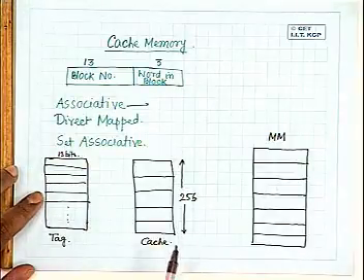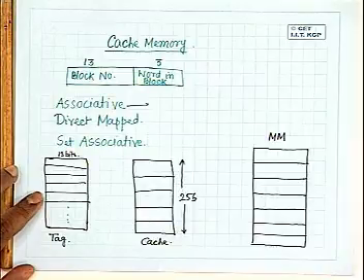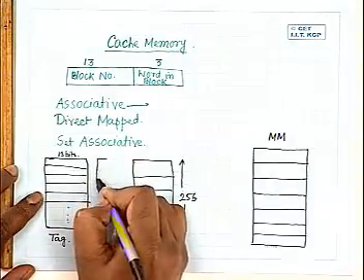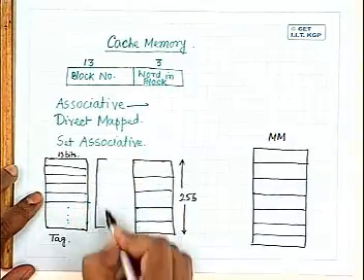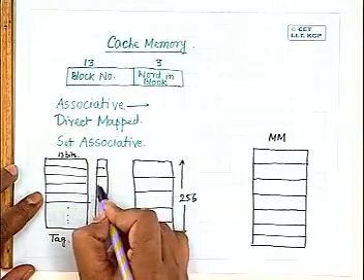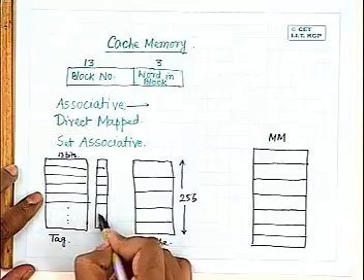Okay. And as we have seen in case of paged memory management, that for every entry in the page map table, I have to have a valid invalid bit. Similarly, in this case also, for every tag location, I also have a valid invalid bit, which indicates whether the corresponding cache entry is valid or it is invalid.